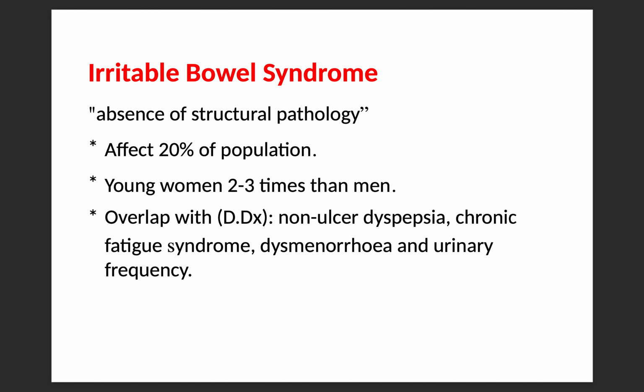Irritable bowel syndrome, in other words, means absence of structural pathology. It affects about 20% of the population. Young women are about 2 to 3 times more commonly affected than men. There is an overlap with other conditions such as non-ulcer dyspepsia, chronic fatigue syndrome, dysmenorrhea, and urinary frequency.